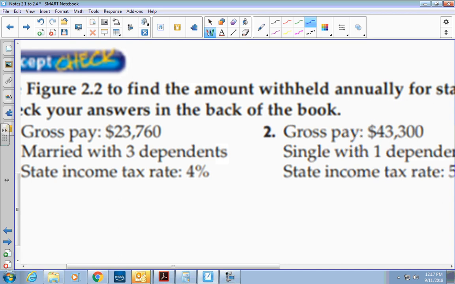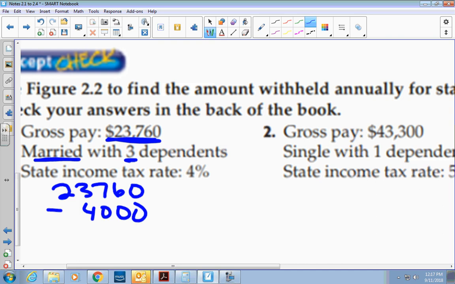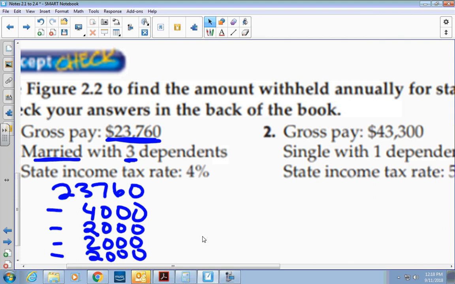So step number one is I'm going to take our gross pay, $23,760. I'm going to subtract out $4,000 for being married. It says it up there on the chart. And then I'm going to subtract out 2,000 for each dependent. So that is minus 2,000, you guys. I'm writing this and you're writing this. Please write this on your paper. These are for each of our dependents.